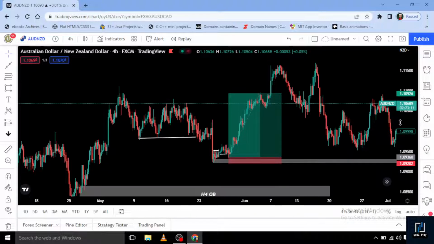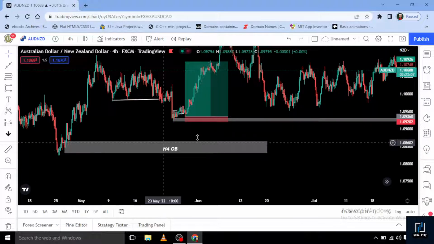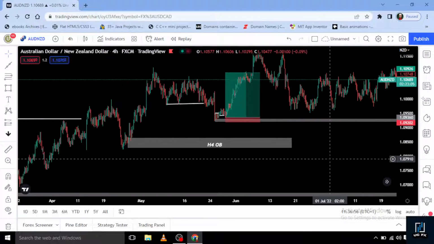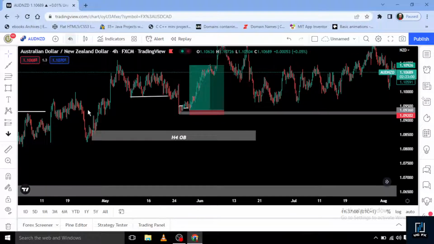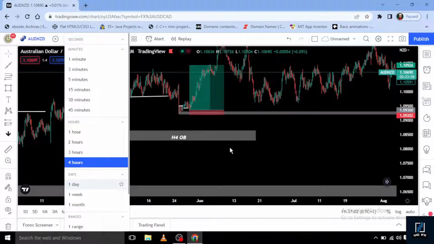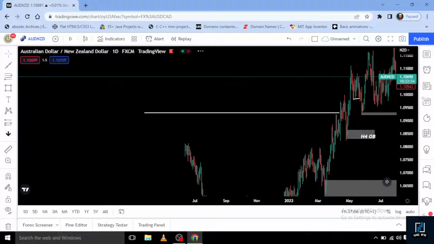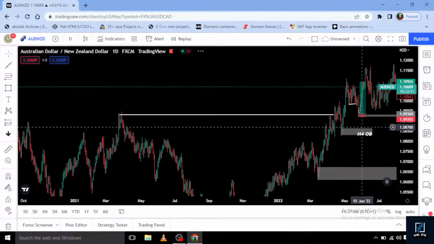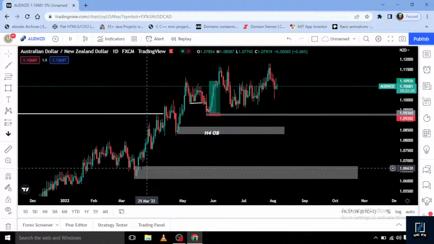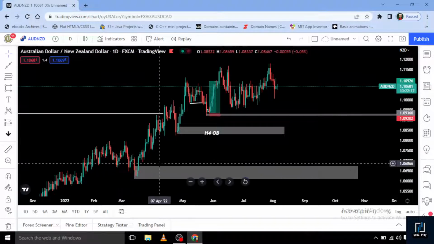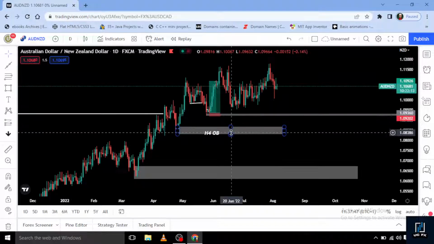So looking at this H4 time frame, we still have the daily order block right below this price action. So here on the daily, we still have this order block that still needs to be mitigated. As you can see, price is actually building liquidity.